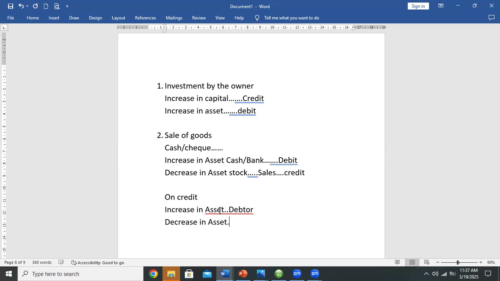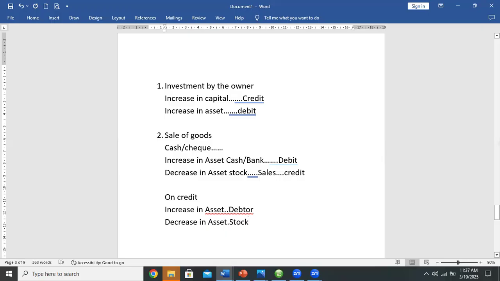So it is established that anytime you sell goods, there is a decrease in stock. But the other side depends on whether you receive cash or check or it was on credit. I think I have been repeating this point enough, and my professor should be very okay.